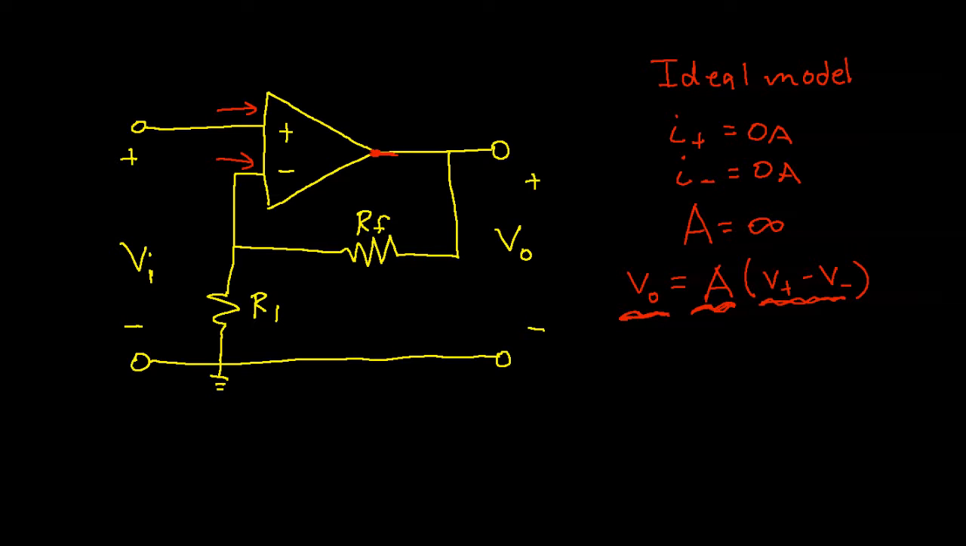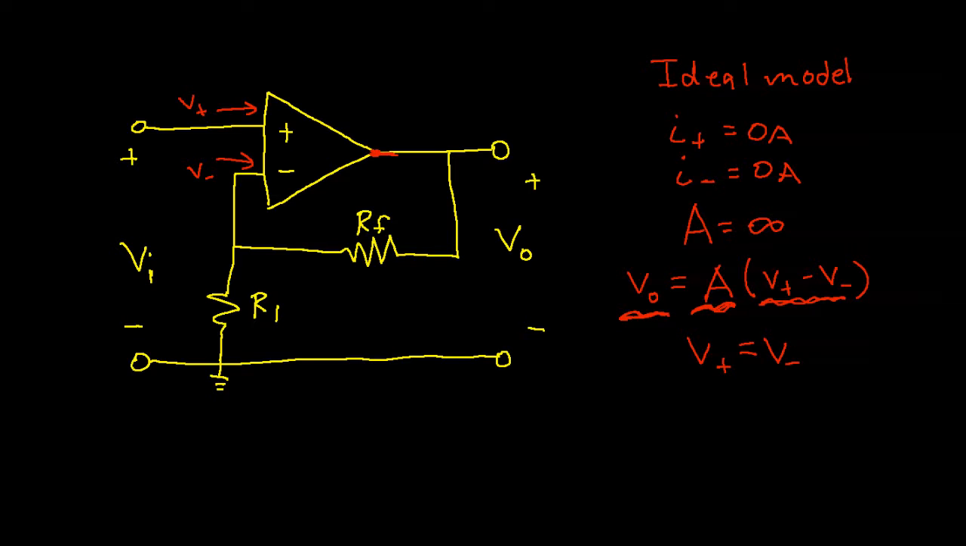And so the assumption that we will make is that the output of the op-amp will generate whatever voltage is necessary to make the difference between the input voltage for the non-inverting input and the input voltage for the inverting input essentially 0. So the assumption then will be that the non-inverting input and the inverting input voltages are equal to each other.